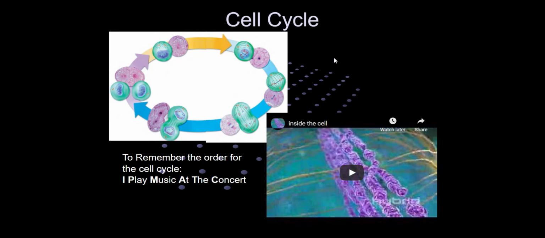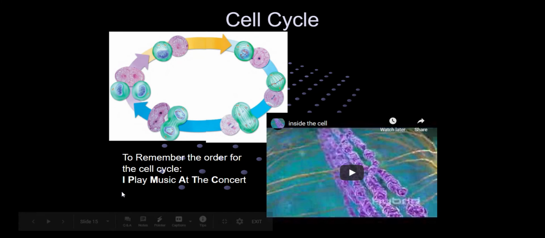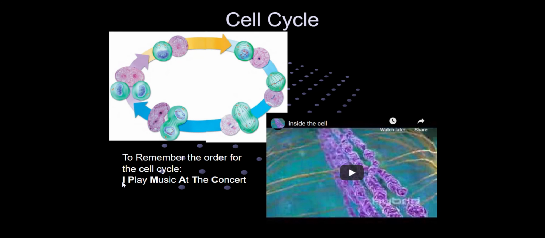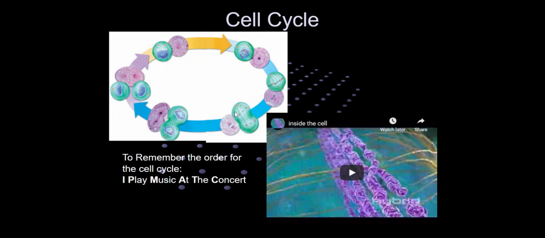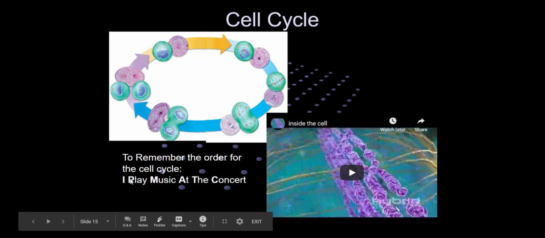So one way to remember the cell cycle order is to look at the first letter of each of the stages. We have interphase, prophase, metaphase, anaphase, telophase, and cytokinesis. So I, P, M, A, T, C. One of my students a couple of years ago came up with this saying to help us remember the order, and it's I play music at the concert. Interphase, prophase, metaphase, anaphase, telophase, cytokinesis.